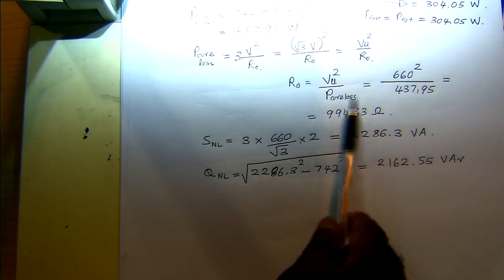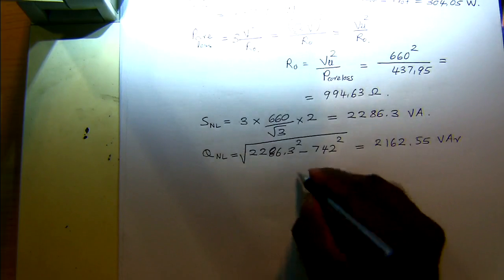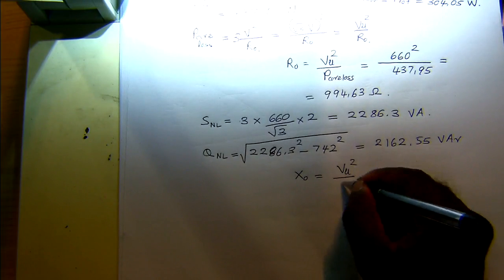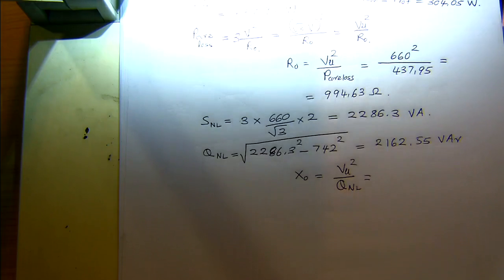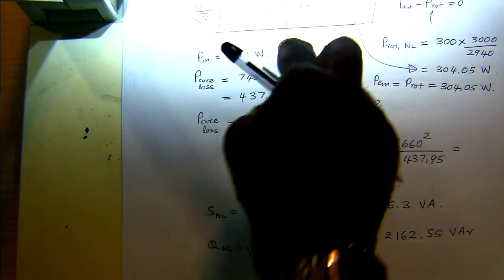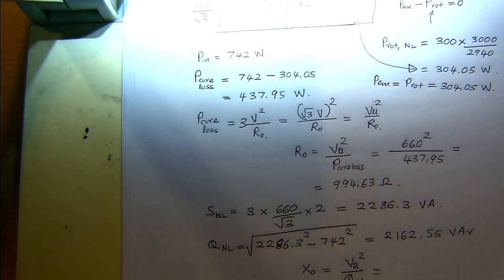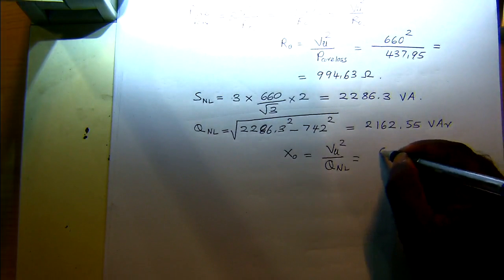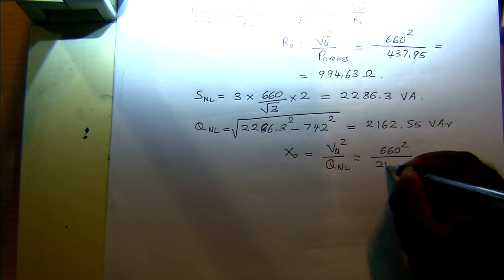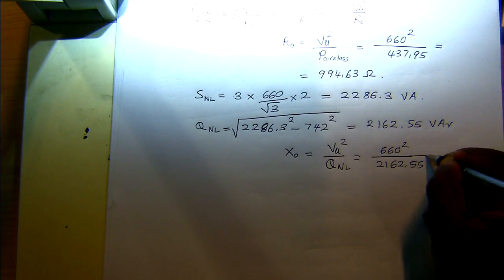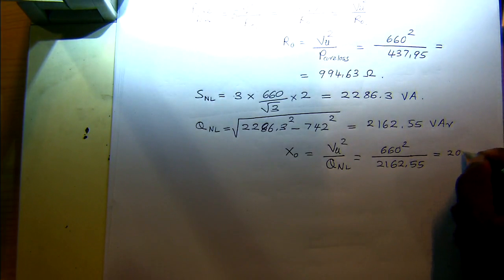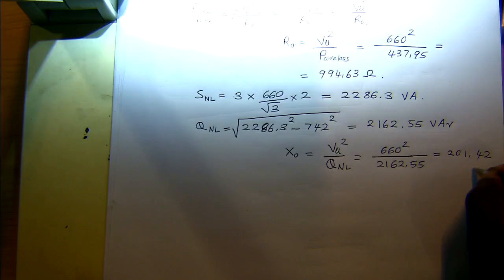And then with a similar calculation, you can find the reactance. So X, the magnetizing reactance, will be V line to line squared over Q no load. Same concept as the resistance, voltage squared divided by reactance. So here again 660 squared divided by 2162.55, which is 201.42 ohm.